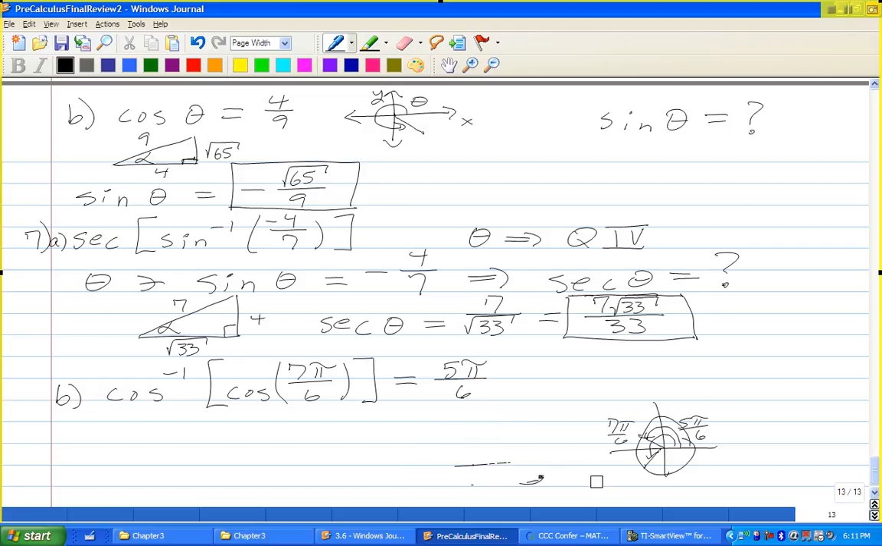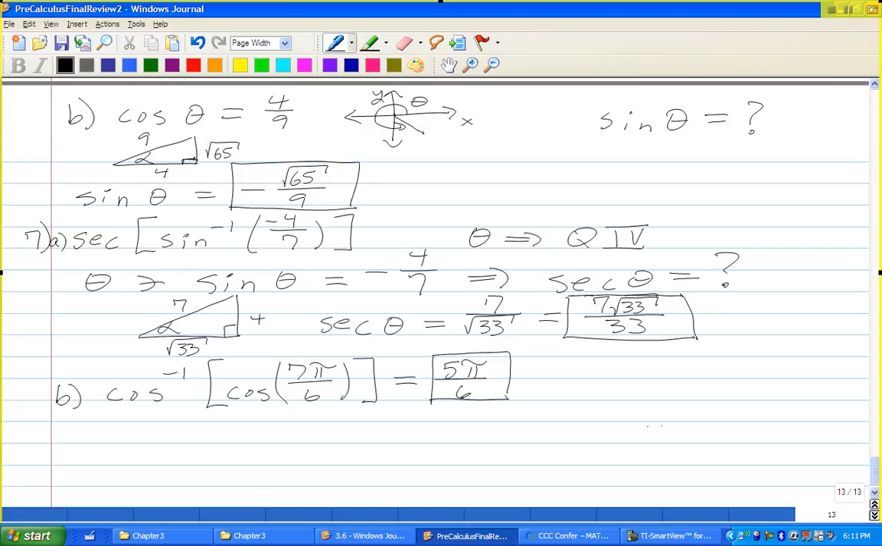Normally, cosine inverse of cosine of an angle would give you the exact same amount, but that's only if it's in the correct quadrant. In this case, since we're restricting our quadrants in the normal sort of fashion of restrictions for a precalculus class, then we would restrict the cosines to the first and second quadrant. So your answer is 5 pi over 6.